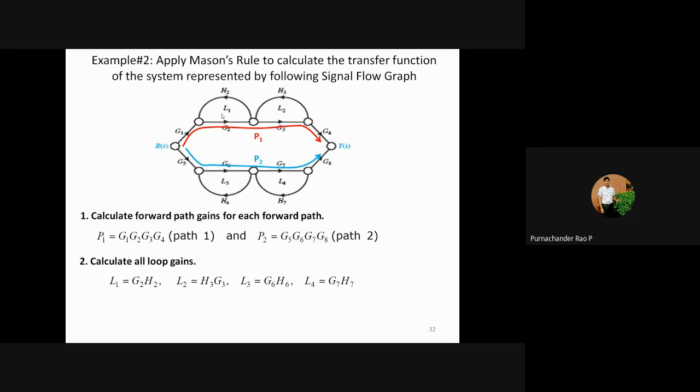Okay, so G2H2, G3H3, L1, L2. So here they are given, L1, L2, L3, L4. And then how many two non-touching loops are there? The two non-touching loops: L1, L3, L1, L4. Okay, L1, L3, these two are not touching each other, and L1, L4 also not touching each other. So we need to take this one, L1, L3, L1, L4. Next, L2, L3, and L3, L4. So is there any possibility of three non-touching loops there?